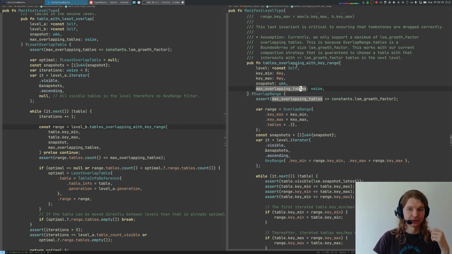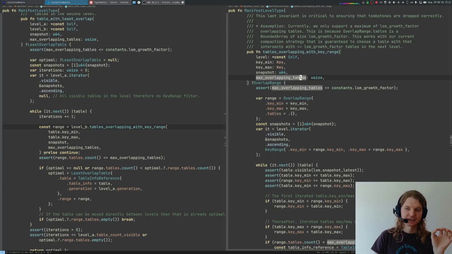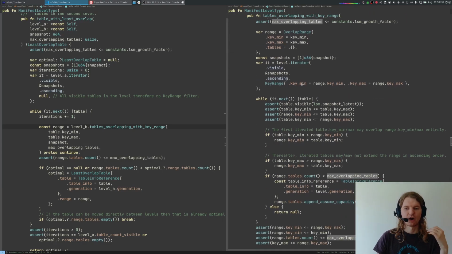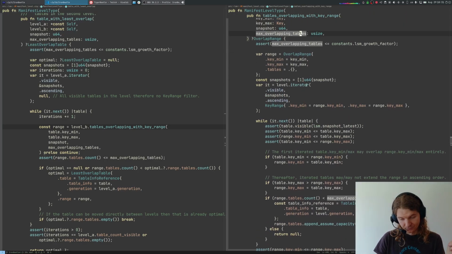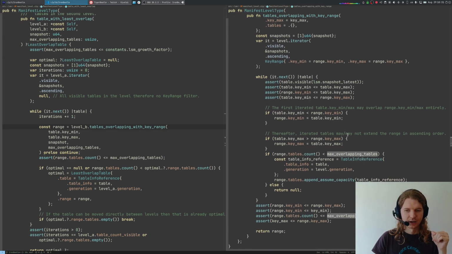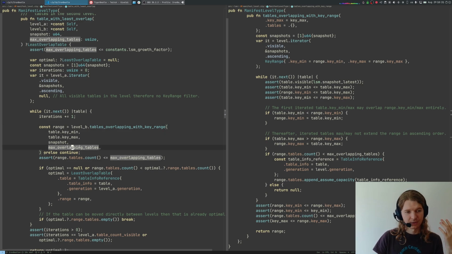So remember, our tables overlapping with key range takes an upper bound of how many tables you might return, and if we exceed this upper bound, we just return null. So if the range contains more than max overlapping tables, we return null. Otherwise, we continue.